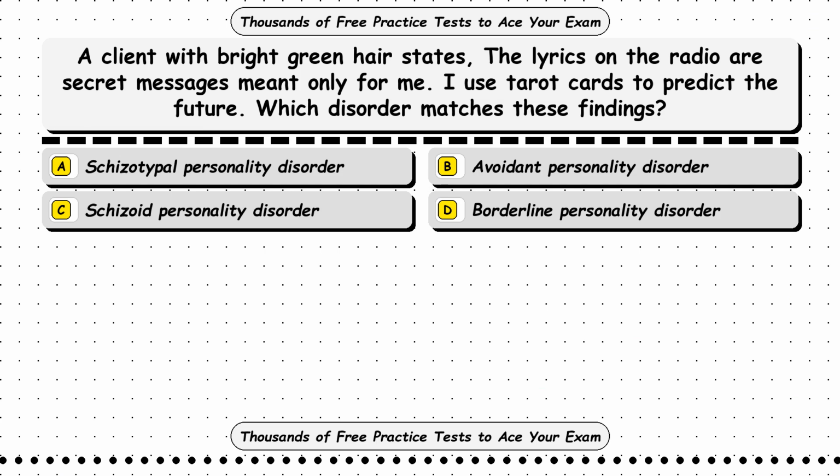Question 118. A client with bright green hair states, "The lyrics on the radio are secret messages meant only for me. I use tarot cards to predict the future." Which disorder matches these findings? Option A, schizotypal personality disorder. Option B, avoidant personality disorder. Option C, schizoid personality disorder. Option D, borderline personality disorder.